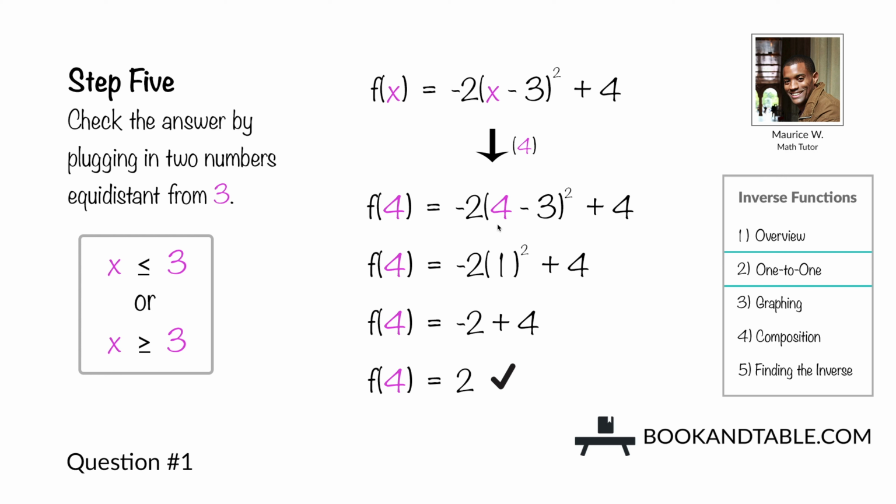When we plug in 4 for x, we get negative 2 times (4 minus 3) squared plus 4. 4 minus 3 is 1. 1 squared is 1. So we get negative 2 times 1, which is negative 2, and negative 2 plus 4 is positive 2. And since f of 2 and f of 4 produce the same output, that lets us know that the answer to question number 1 is the domain can be restricted at x is less than or equal to 3 or x is greater than or equal to 3.